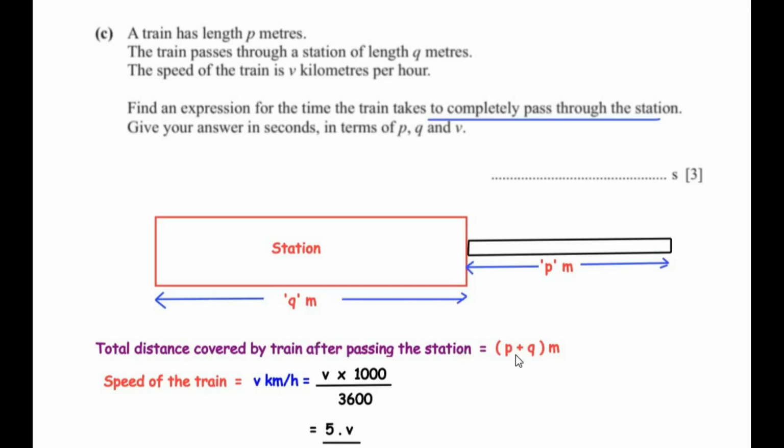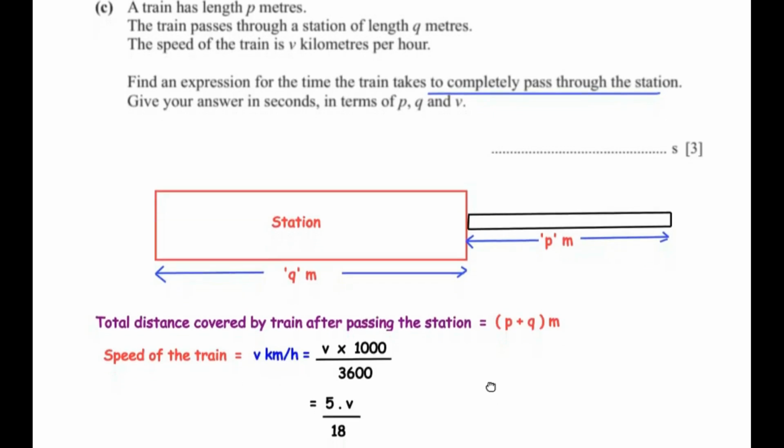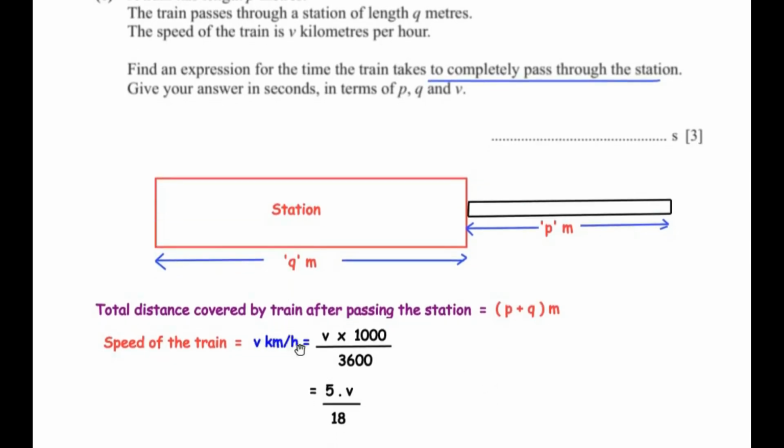Now once we have got this, they have mentioned that the speed of the train is v kilometers per hour. But here the distance or the length is given in meters and we need to find the expression in terms of seconds. So we are going to convert this kilometers per hour into meters per second. So here we have written speed of the train as v kilometers per hour. Now we are going to convert kilometers per hour as v times 1 kilometer is 1000 meters divided by 1 hour is 3600 seconds. Now 1000 over 3600 simplifies as 5 over 18. So the speed of the train we have got here is 5 times v over 18. Now this is going to be in meters per second.